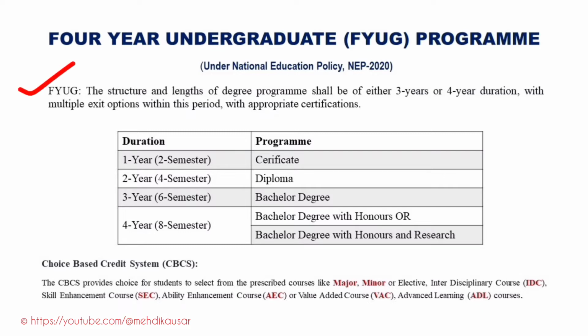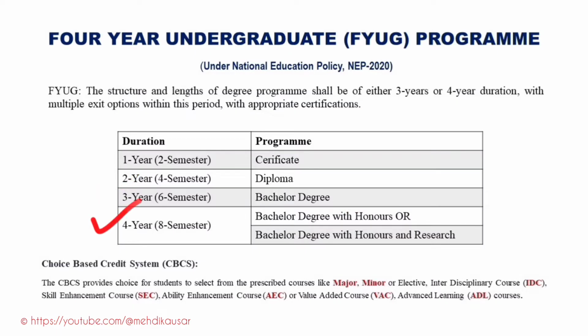The structure and length of the FYUG degree program shall be of either 3 years or 4 years duration, with multiple exit and entry options within this period, with appropriate certifications. If a student exits the program after 1 year due to any circumstances, the student will be awarded an undergraduate certificate. If a student exits after 2 years, the student will be awarded an undergraduate diploma. If the student continues till 3 years and then exits the program, he or she will be awarded a bachelor degree with major and minor or minor only.